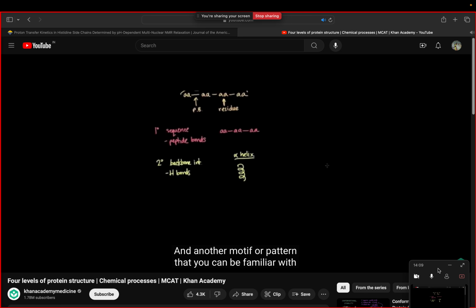And another motif or pattern that you should be familiar with is the beta sheet. And that just looks like this. It kind of looks more like a zigzag pattern. And the beta sheet is stabilized by hydrogen bonds, just like so. And if you have the amino ends and the carboxyl ends line up, like so, then this sheet is called a parallel beta sheet.